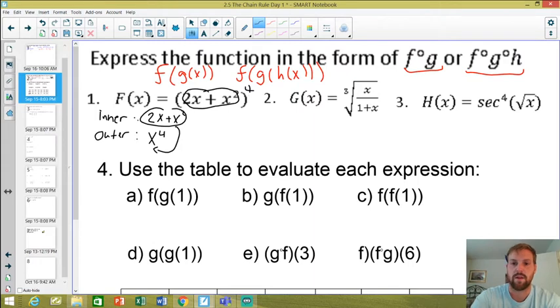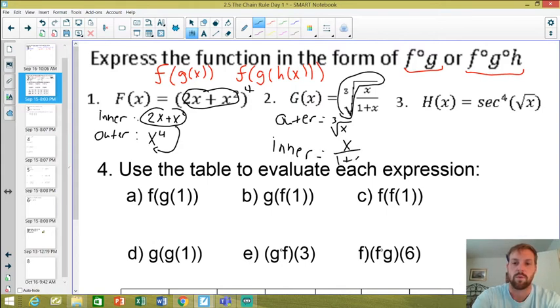For instance, for this one right here, we'll start with the outer. I want you to recognize that the outer function is this bigger part, what we're doing to the inside. We're taking the cube root of x. And the inner function is what we're plugging into that. So that's x over 1 plus x.